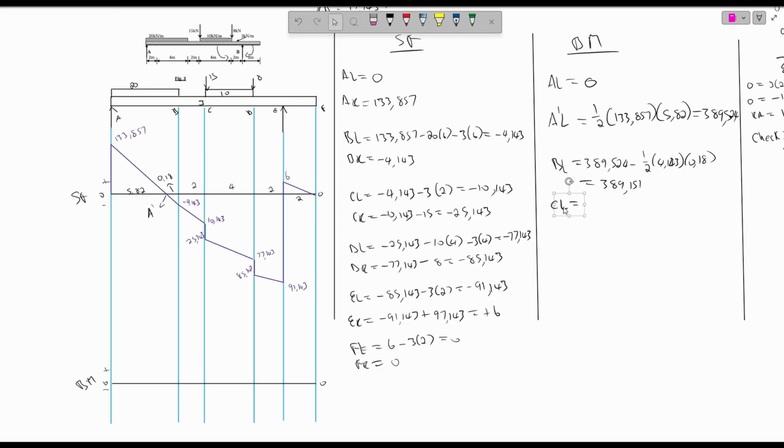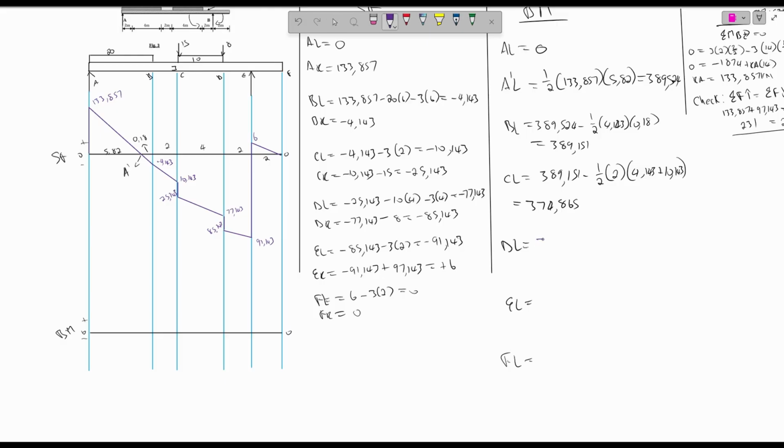Just delete this for now. And then C left we have 389.151 minus this shape, which is a trapezium, 1 over 2 times 2, 4.143 plus 10.143, which is 374.865.